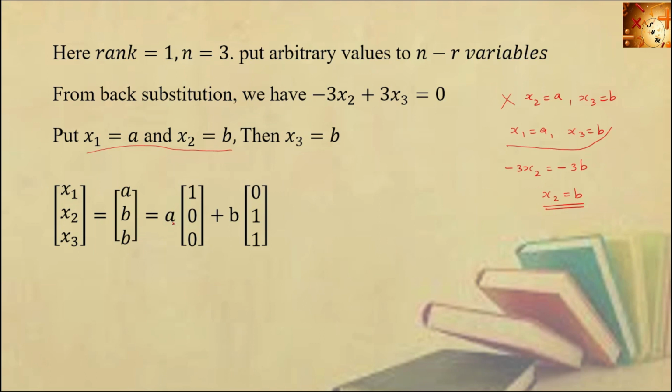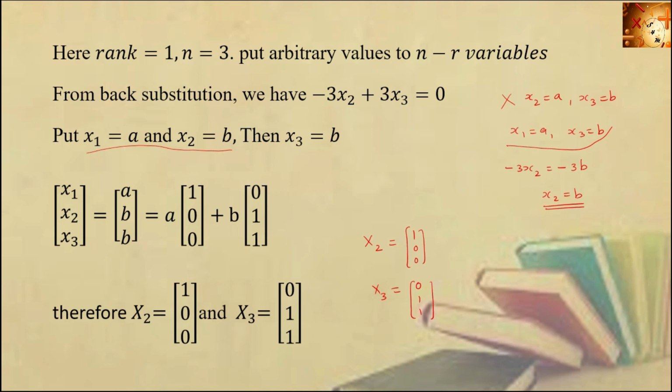Splitting this, that is a into 1. Here in the second element there is no a, so 0, 0 plus b into first element is 0, 1, 1. Here we take the next eigenvector x2 as 1, 0, 0 and the other eigenvector x3 as 0, 1, 1. So here we have 3 eigenvectors. Corresponding to this eigenvalue, we have 2 eigenvectors. So totally 3 eigenvectors which are linearly independent.